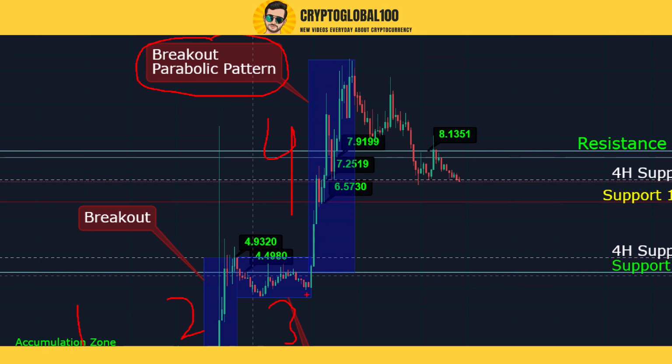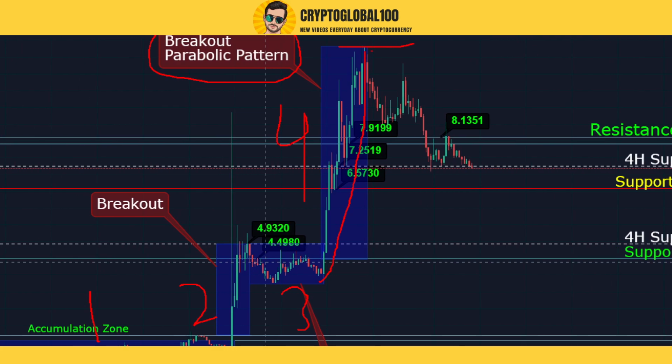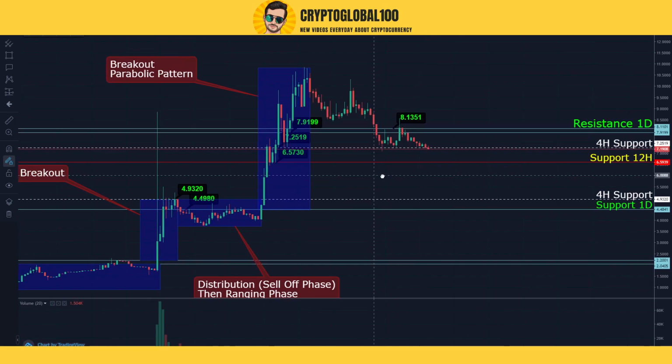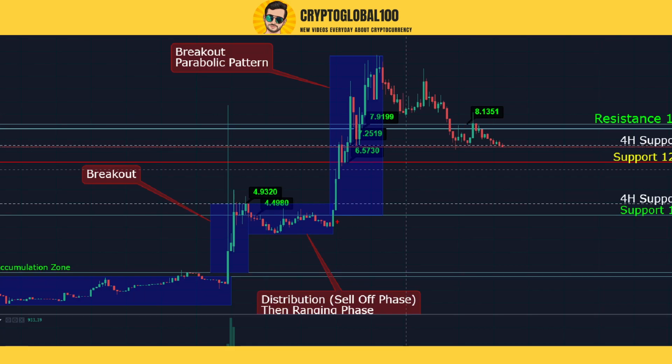Now here what happened: the price shoots up and made an all-time high, and after that a huge sell-off happened. You can see here, a huge sell-off happened. And what happened afterwards, let me show you again. I'm giving you a general preview, guys, so keep an eye on it and focus yourself here.